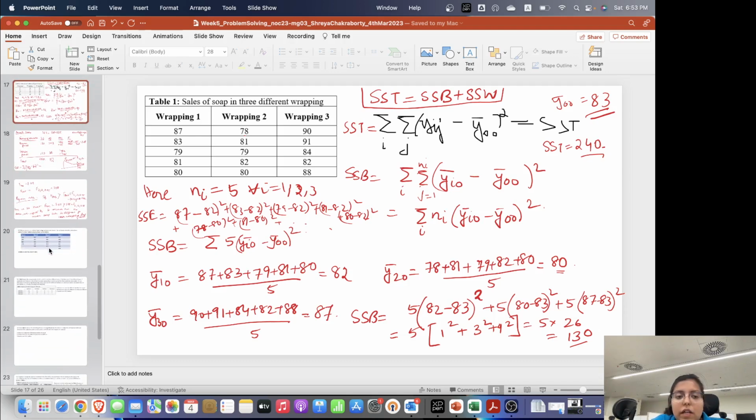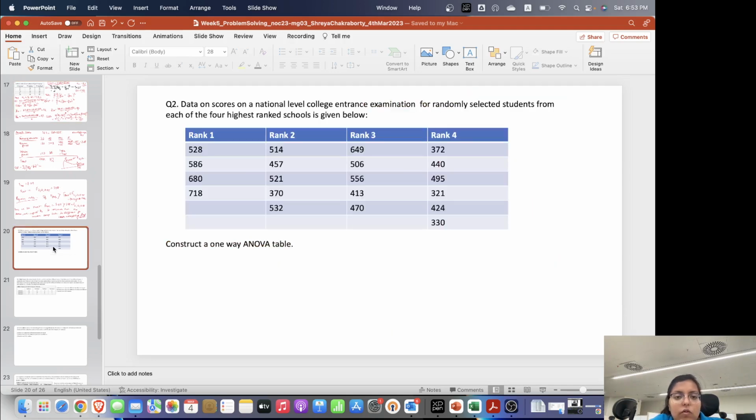Okay, so any other question? Okay, then if not, I'll move on to the second question. Here again we have a similar sort of problem. I just wanted to highlight if we have a different number of data points for each of the groups that we have.